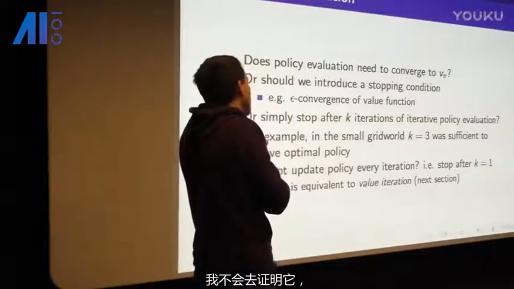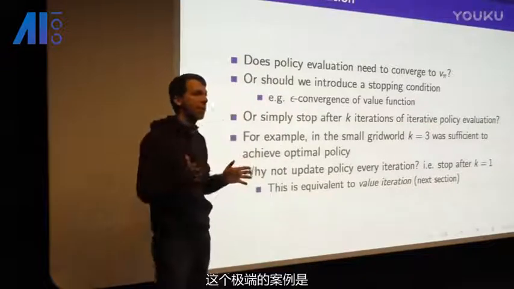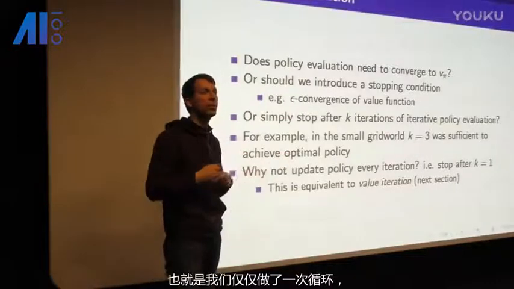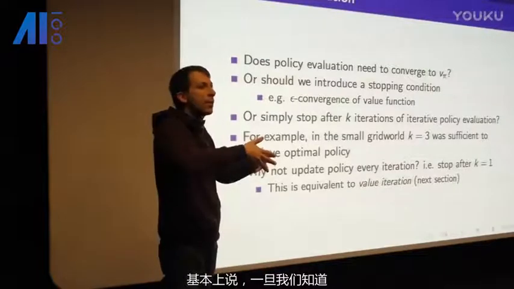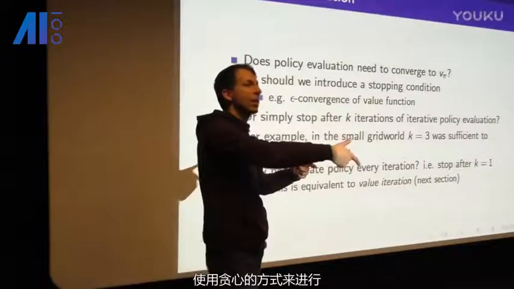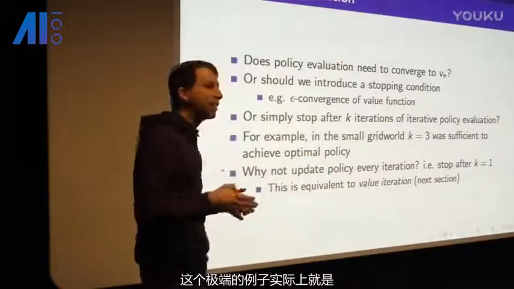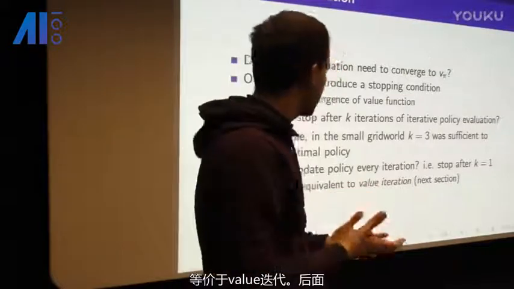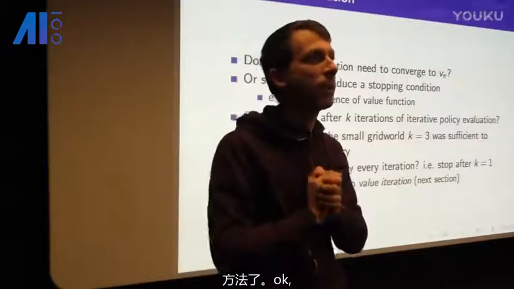I'm not going to prove that, except in one special case, which is the extreme case of this, when we actually just stop after k equals 1. In other words, we just do one loop where we look at the Bellman equation once, we update our value function, we act greedily with respect to that value function, and then we immediately proceed. So it's the extreme case of that. And this extreme case is actually equivalent to value iteration, and we're going to have a whole section on that. It's probably the most popular method for dynamic programming.